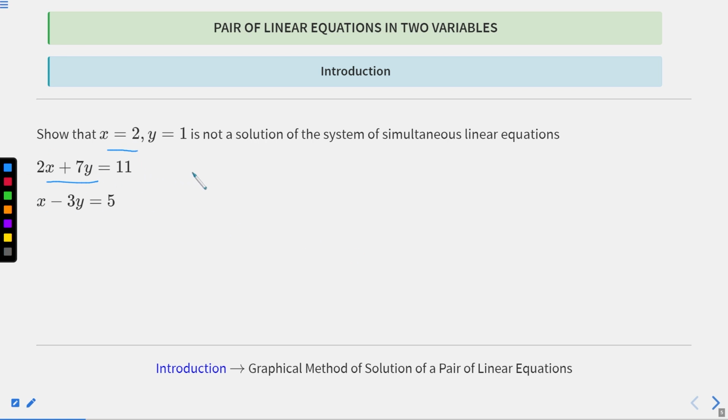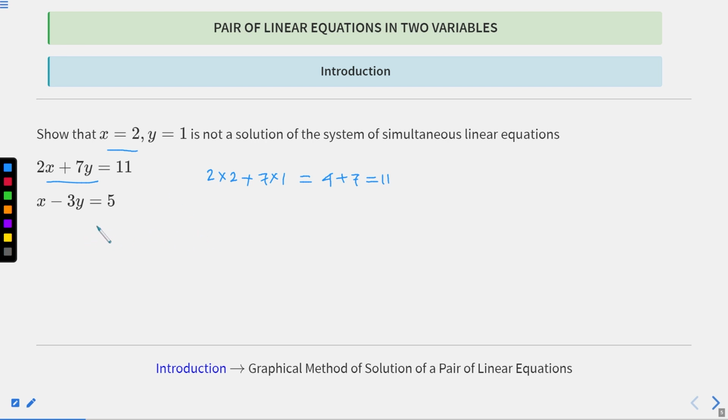If we substitute x is equal to 2 and y is equal to 1 in the first equation, then we'll get 2 times 2 plus 7 times 1, which is 4 plus 7, and this is equal to 11. So by substituting x equal to 2 and y equal to 1, it satisfies this linear equation.